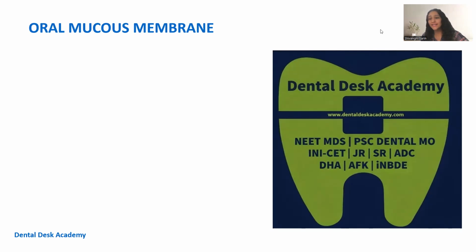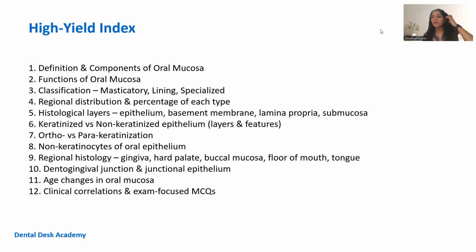Membrane. So what exactly will we be discussing today? We'll be talking about the definition and components of oral mucosa, functions of oral mucosa, classification of various types of mucosa, the regional distribution, what is the histological classification, and then we'll be talking in brief about the importance of junctional epithelium, the dentogingival junction, and age changes in the oral mucosa. So without much ado, let us begin.